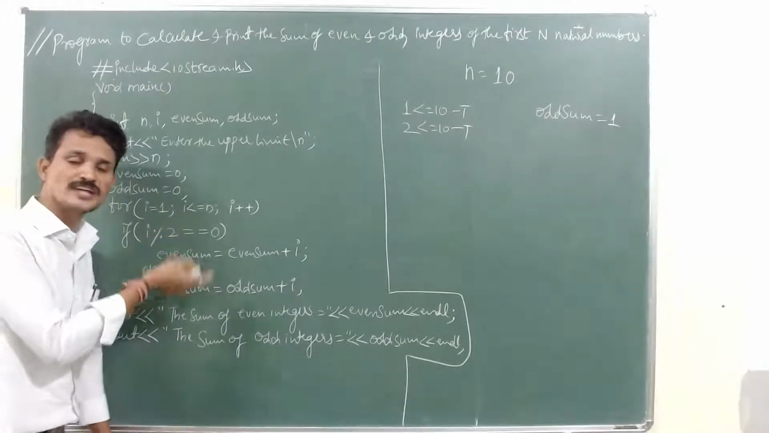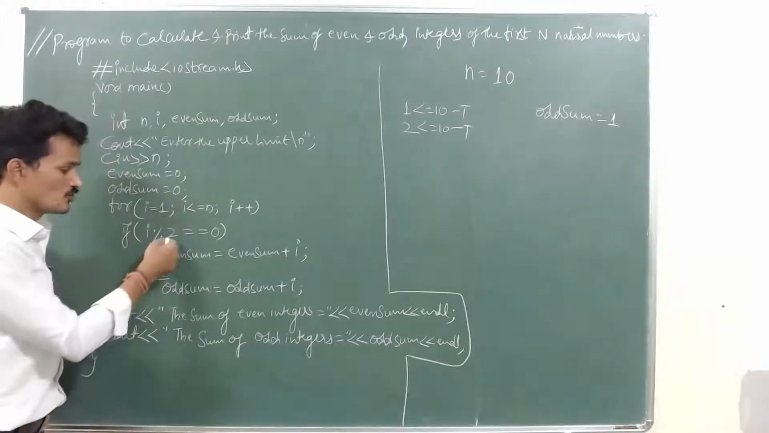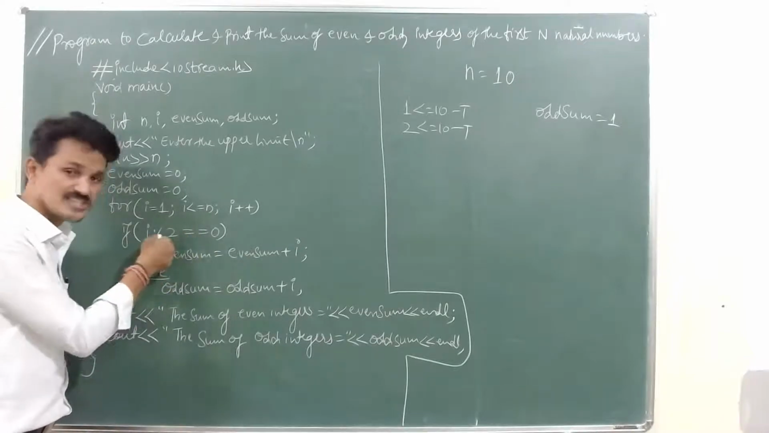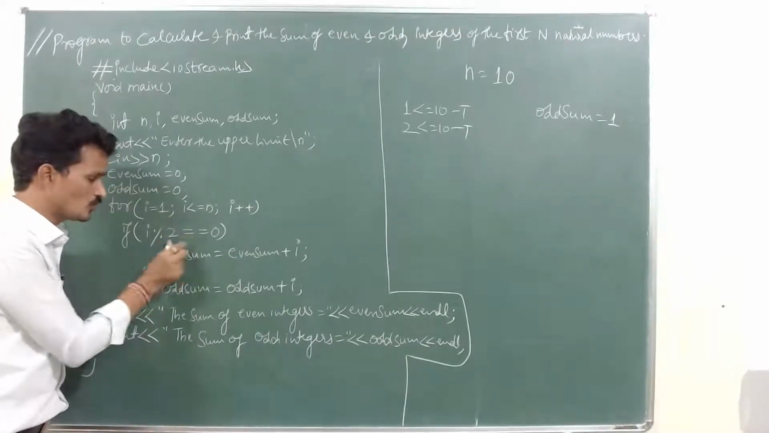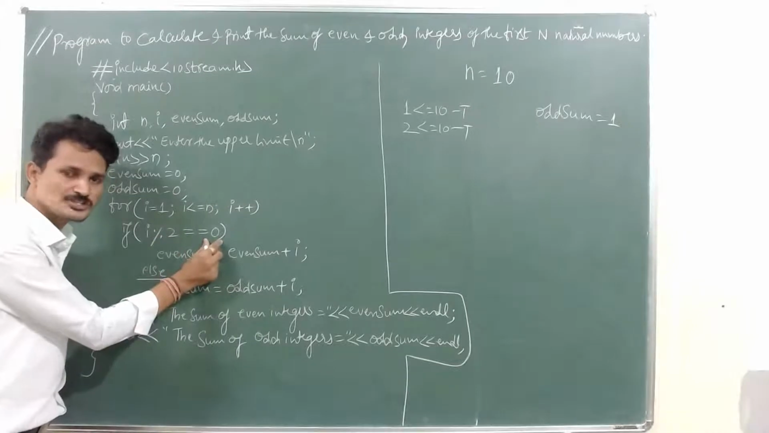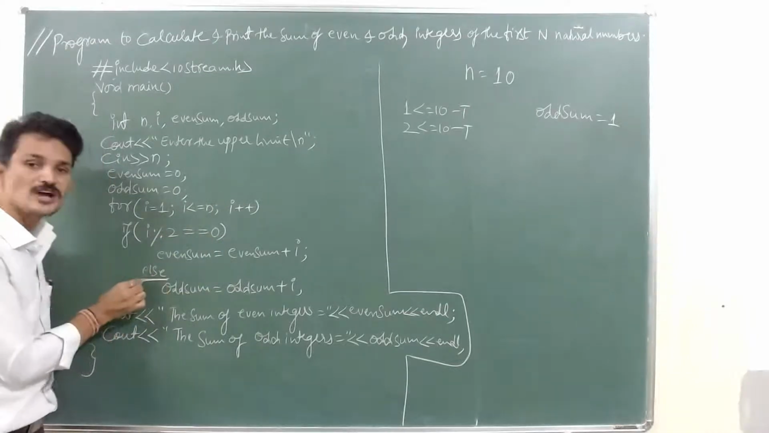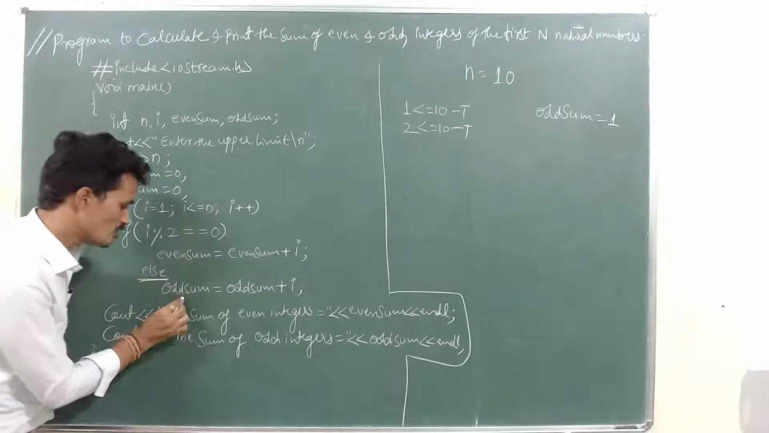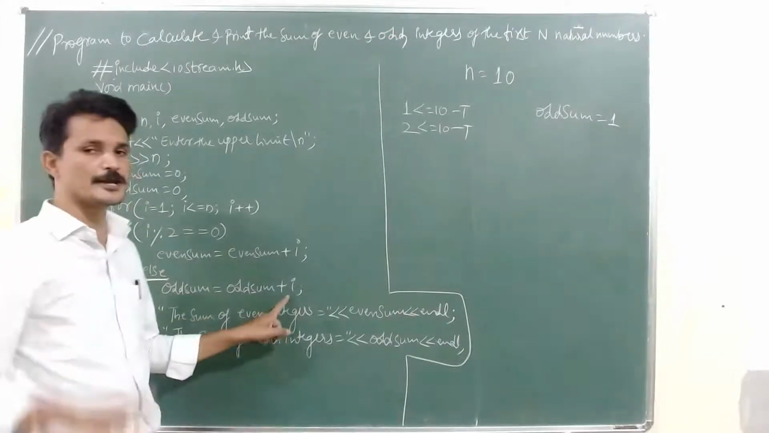1 is less than 2, that number itself becomes the value of i. So when i is equal to 0, we check the condition right here. i mod 2 is equal to 0? The condition is false. When this condition is false, I will execute the else part, that is odd sum is equal to odd sum plus i.